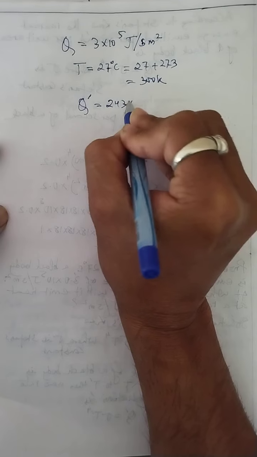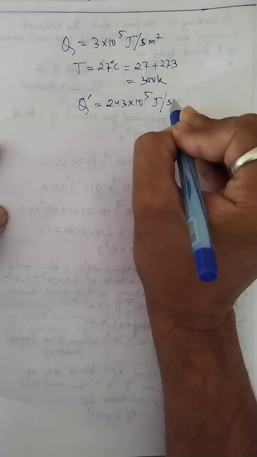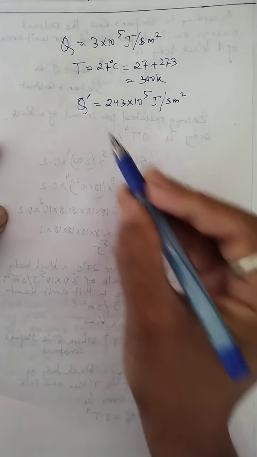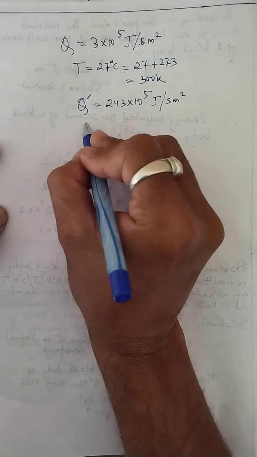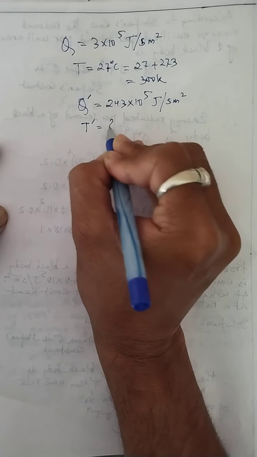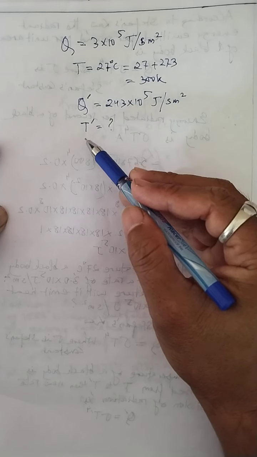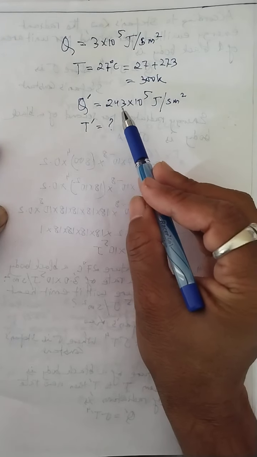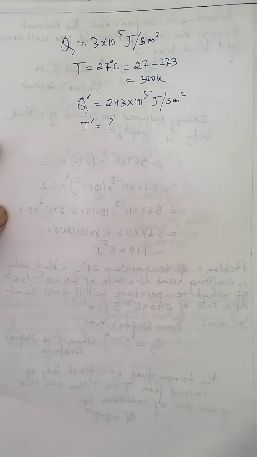243 into 10 power 5 joule per second meter square. But this heat radiates at a temperature that you don't know, so that temperature we need to calculate. Let me give this as a question mark. At what temperature is the heat radiated from the black body 243 into 10 power 5 joule per second meter square? That temperature we need to calculate.